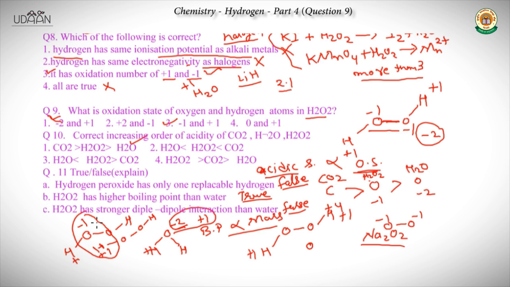Okay. It is false. So the conclusion is that for most questions, if you want to tell any property, you have to first write down the structure of those compounds, then see the oxidation state and other properties, and then you can explain the properties.